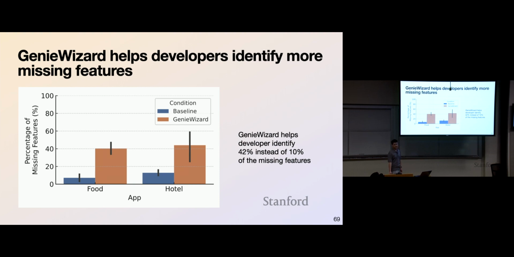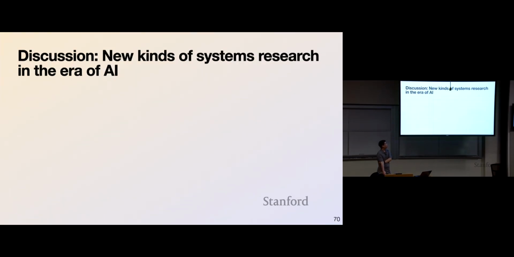So that's basically it for all the projects. A few things I want to just randomly have a discussion about. One thing which I found very interesting is that I think these projects kind of allude to a new kind of systems research in the era of all the AI systems.